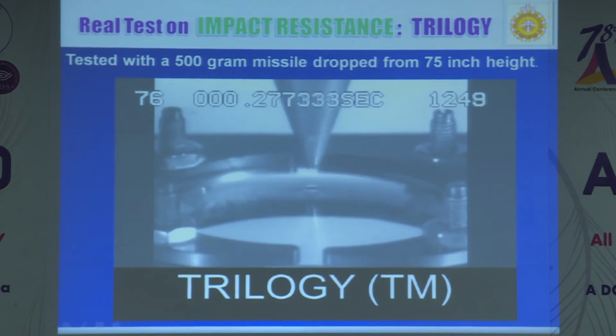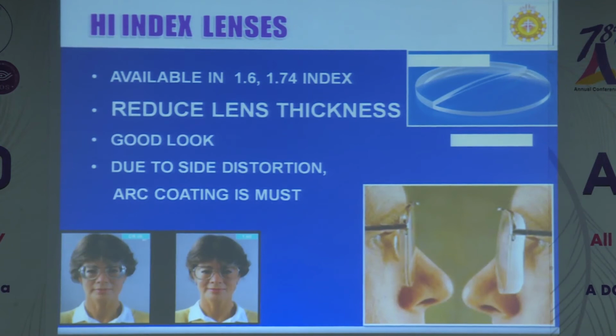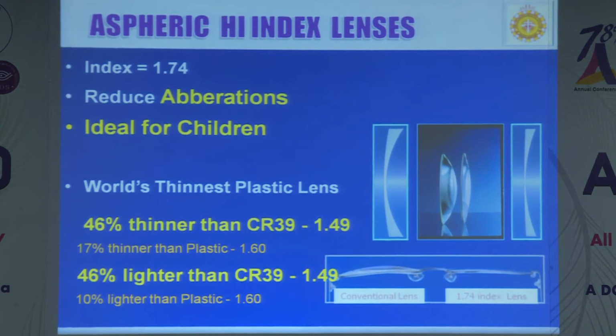So a high index lens is more refracting. This is 1.6 or 1.74. So that reduces the lens thickness. You can see the comparison here. It will improve your appearance also. So aspheric high index lens is available. It reduces the aberration. It is ideal for children. It will reduce the thickness and weight by 46%.